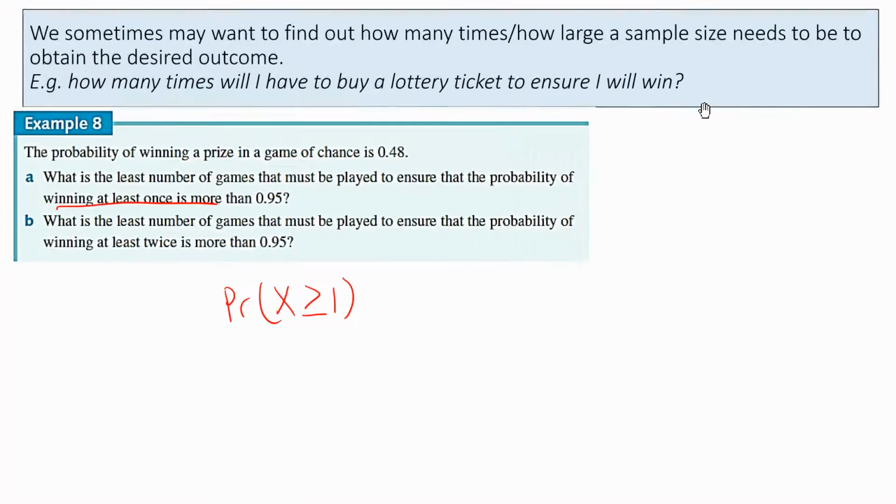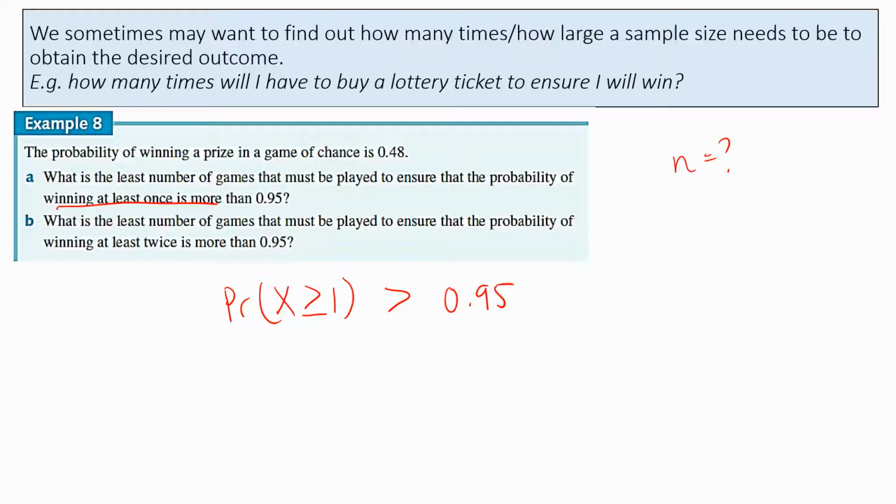n is what I want. How many games do I have to play so that the chance of winning one or more is more than 95%? So how do you write more than 95%? More than 0.95. How do we feel? Does that make sense? I've just summarized this whole entire line up here in this sentence.